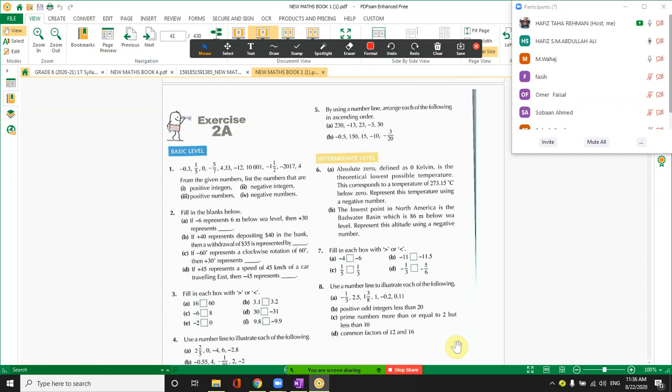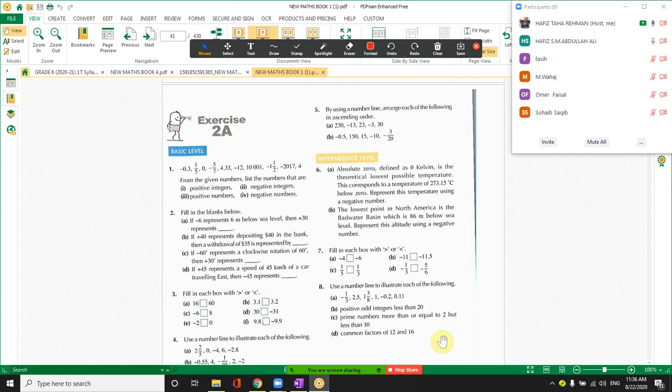0.2. Bahaj, one minute. Abdullah Ali, whenever you are asked to draw numbers on a number line, first of all you need to write numbers in ascending order. Ascending order means you need to write these numbers starting from the smallest value. So just tell me which value is the smallest.